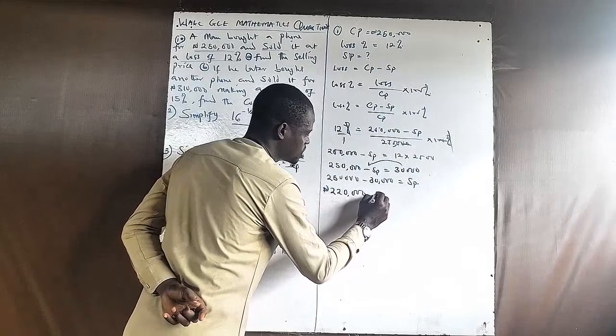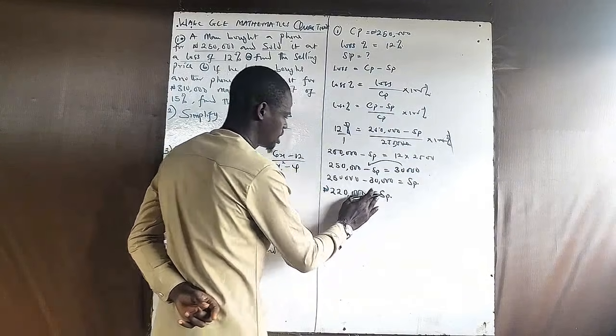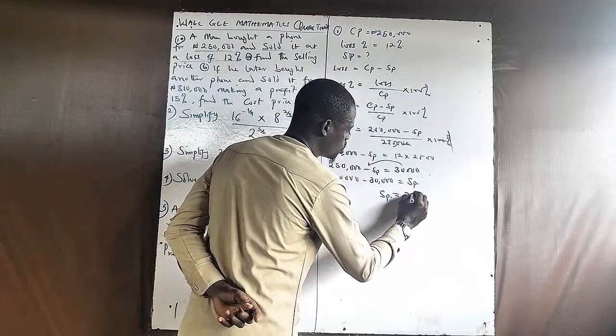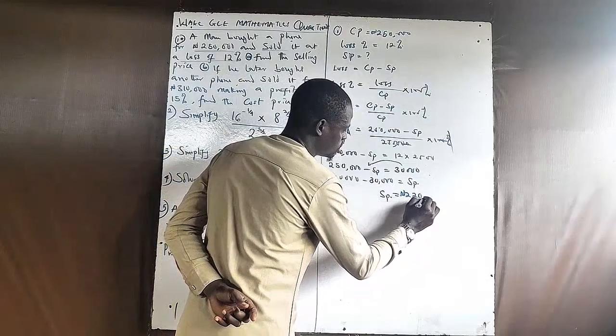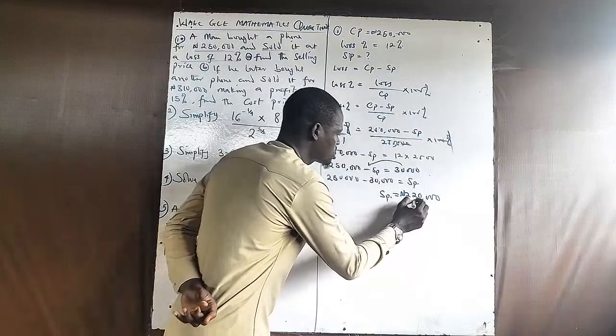So my selling price, which is the SP, is 220,000 naira. Let me write it very well. So my SP is 220,000 naira. Now this is the stepwise way of us solving it. So I've gotten my SP.